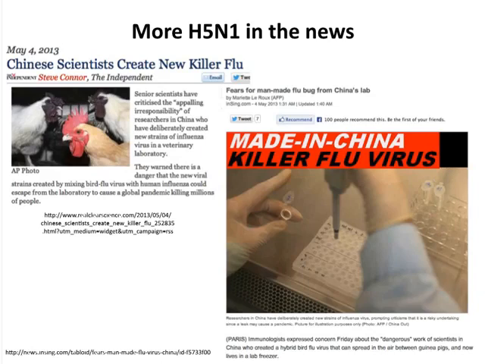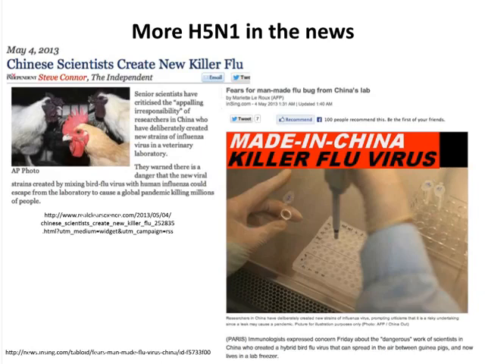Now here are 2 headlines. Chinese scientists create new killer flu. Senior scientists have criticized the appalling irresponsibility of researchers in China who have deliberately created new strains. They warn that there's a danger that these strains could wipe out the globe, killing millions of people. Similar story here: made in China killer flu virus.